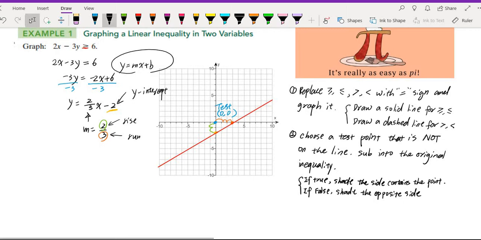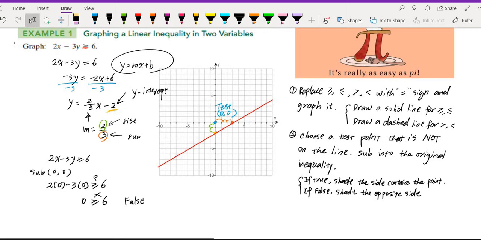So I'm going to plug this inside. My original inequality is 2x minus 3y greater than or equal to 6. So we're going to substitute 0, 0. That will be 2 times 0 minus 3 times 0. And then we're going to check, is it going to be true or false? Is it going to be greater than or equal to 6? It's going to be 0 greater than or equal to 6. Is it true? No, it's false.